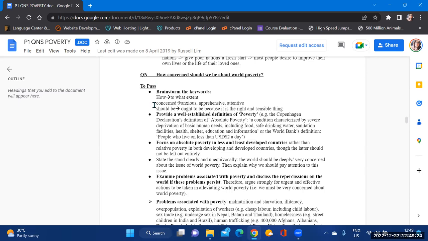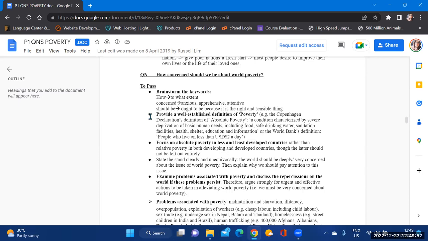Concerned, anxious, apprehensive, attentive. Should be, ought to be, because it's the right and moral thing to do, a sensible thing to do. Provide a well-established definition of poverty. Absolute versus relative. If it's absolute, severe deprivation of basic human needs, including food, safe drinking water, sanitation facilities, health, shelter, education, and information.